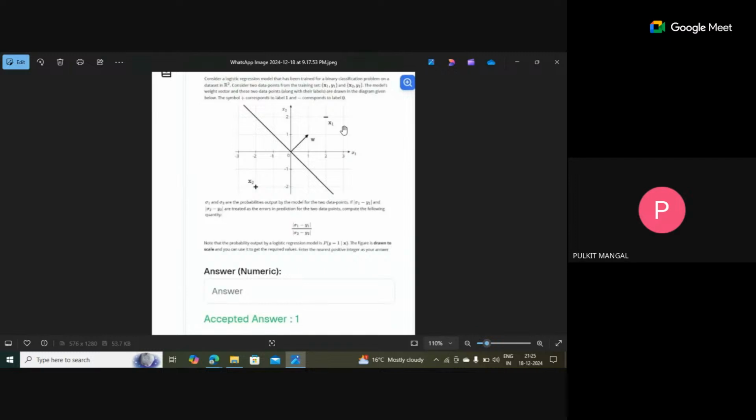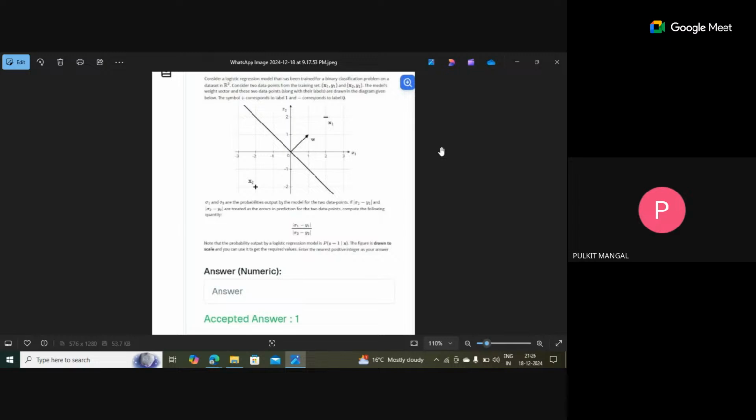Consider a logistic regression model that has been trained for a binary classification problem. After two data points from the training, the model state vector and these sigma symbols are drawn. The sigmas are the probabilities output by the model for the two data points. If sigma and 1 minus sigma are treated as the error in the prediction for the data, compute the following quantity.